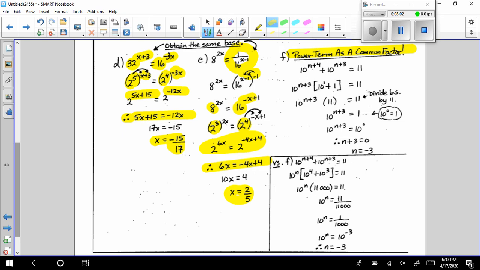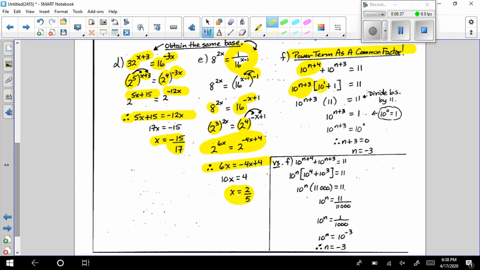So I want you to focus on the left side and realize that there is a common factor of 10 to the power of n plus 3 that I'm going to take out of those two terms. Remember, when you're taking out a common factor, you're dividing the original terms by that common factor. So 10 to the power of n plus 4 divided by 10 to the power of n plus 3 is 10 to the power of 1.